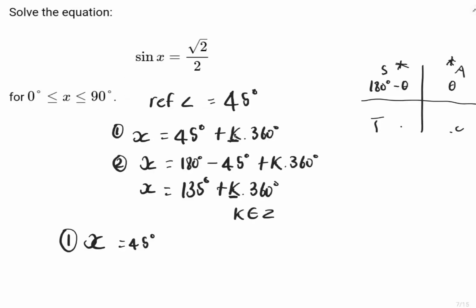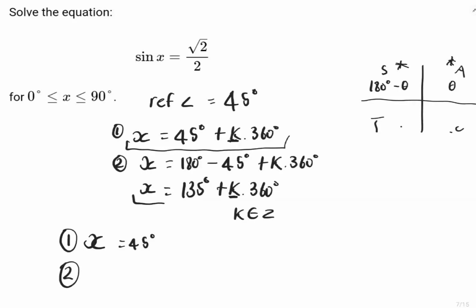So we cannot even begin to substitute 2, 3, 4, because our angles are just going to keep getting bigger and bigger. It's not in the range of 0 and 90. Even if we substitute a negative, we're going to get a negative number, and there is no negative number between 0 and 90 degrees, right? So for the first one, we only have x to be 45 degrees.